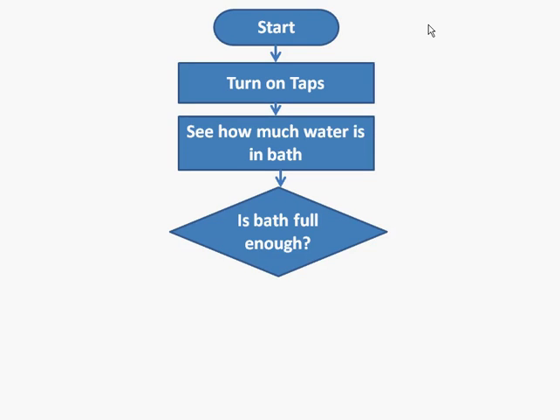So another flow line, and then we come to a different symbol, the diamond symbol. And the diamond symbol denotes a decision. This is where the program needs to make a choice. And in a decision, we always have a question, so we'd always expect to see a question mark in there. Is the bath full enough?